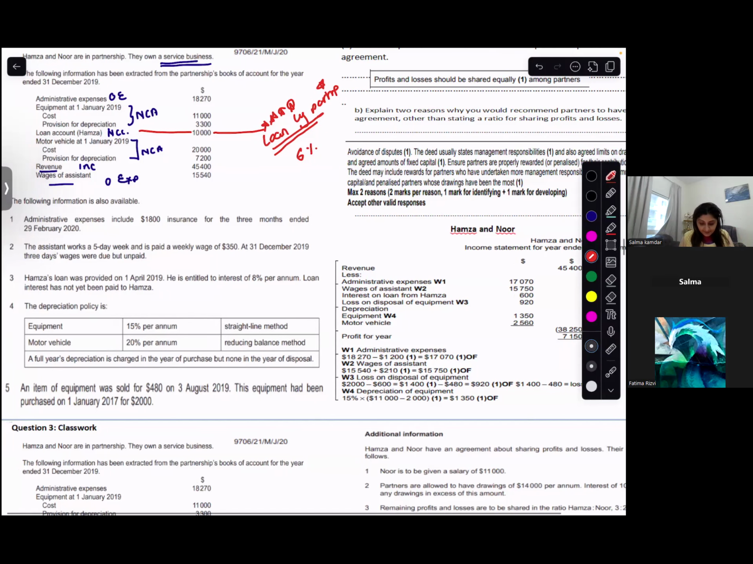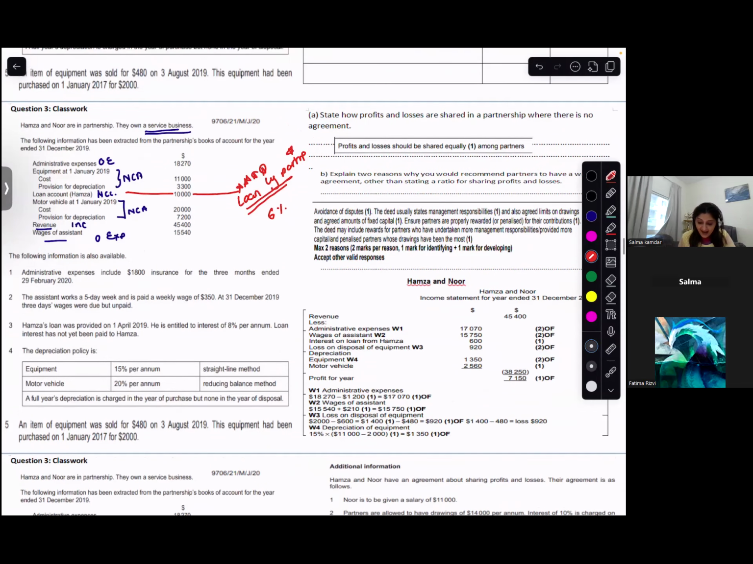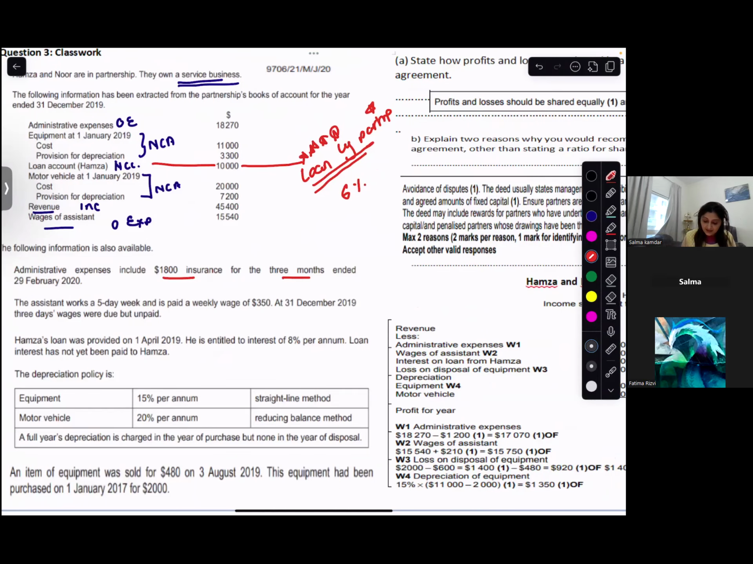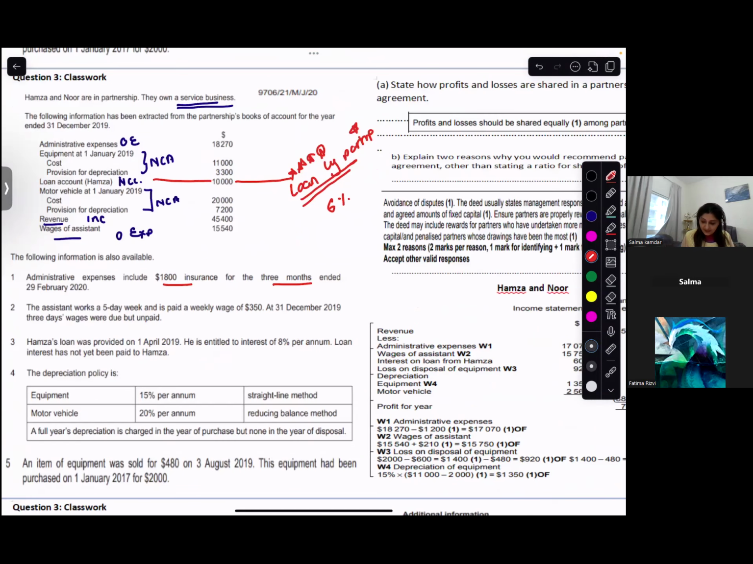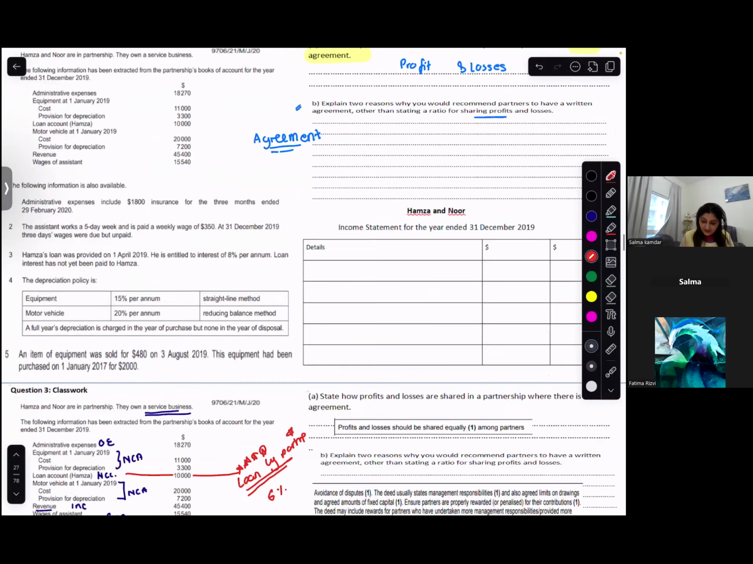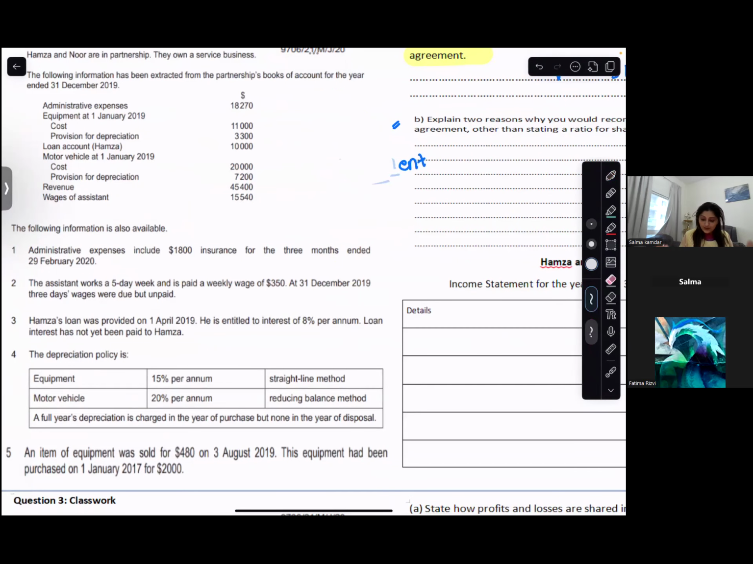With me? Now I have these adjustments. I should know the effect of these adjustments to be able to prepare my income statement. So my adjustment says that administrative expense includes 1800 insurance for 3 months. What does this mean? Listen to me. When I say it includes 1800 insurance for 3 months, it means that 1800 is paid for 3 months. You will always divide it by 3.